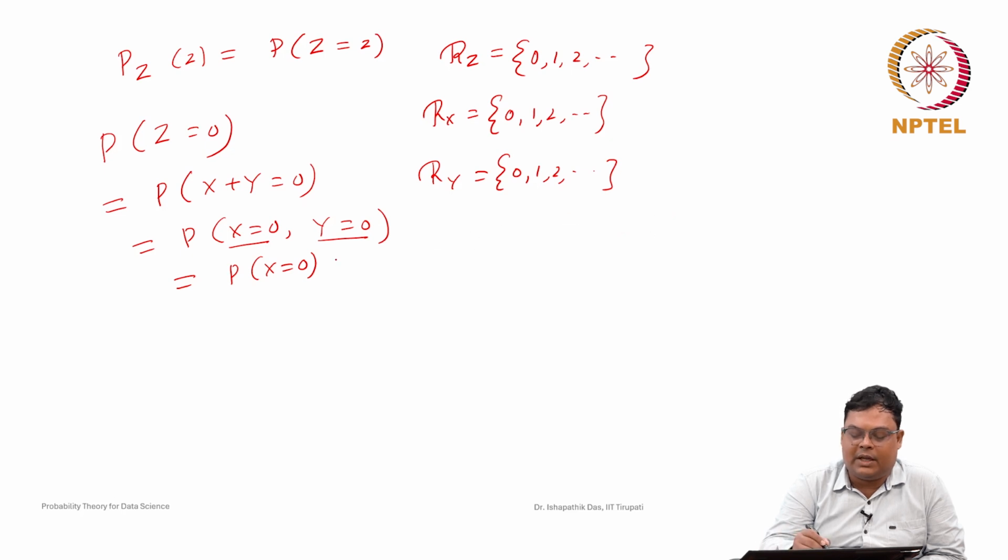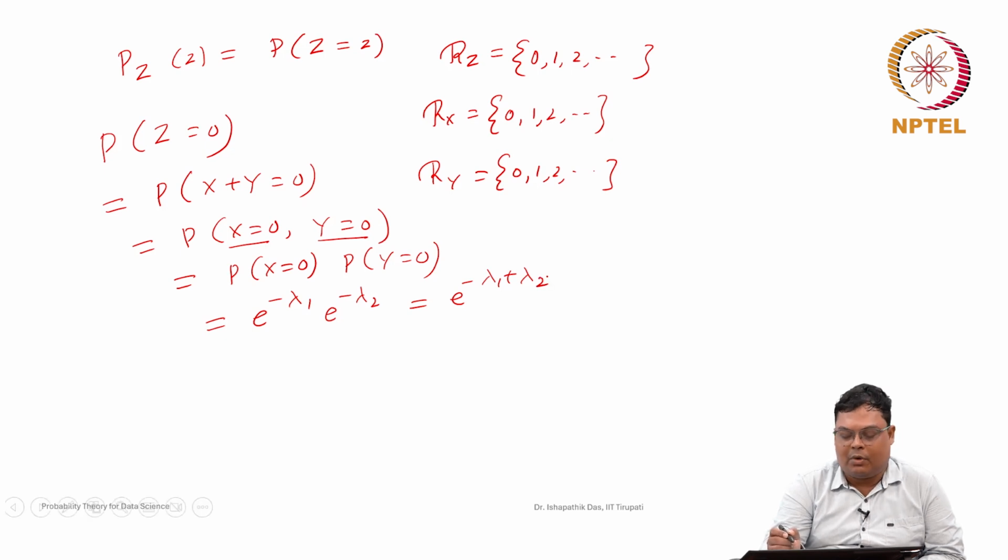So, this is nothing but probability of X equal to 0 into probability of Y equal to 0. Now, probability of X equal to 0 is e to the power of minus lambda 1, and probability of Y equal to 0 is e to the power of minus lambda 2. This is nothing but e to the power of minus (lambda 1 plus lambda 2). So, this is the probability.